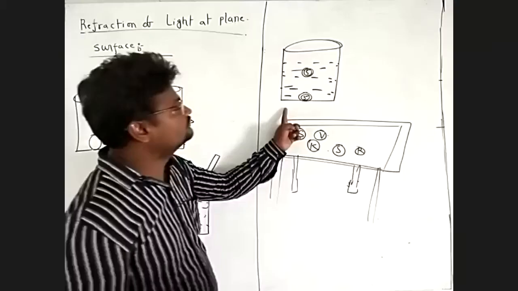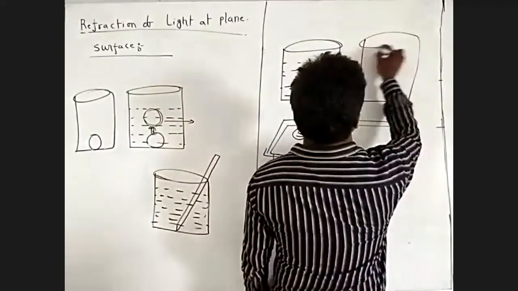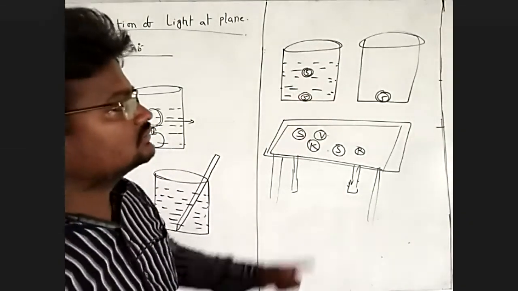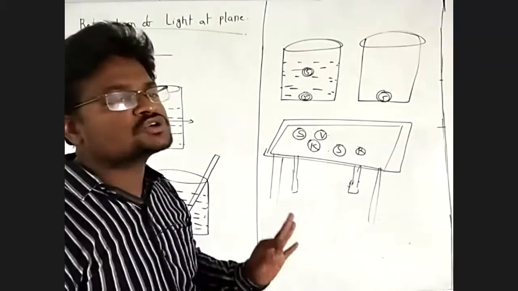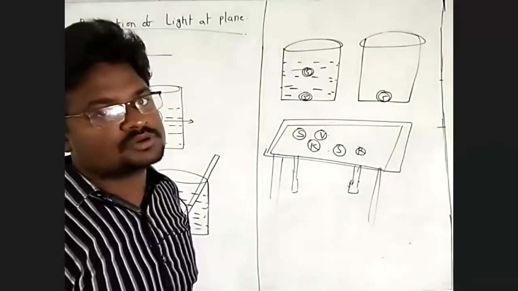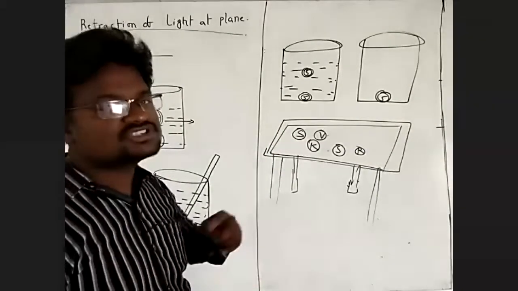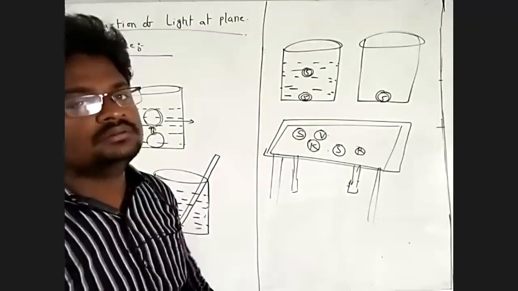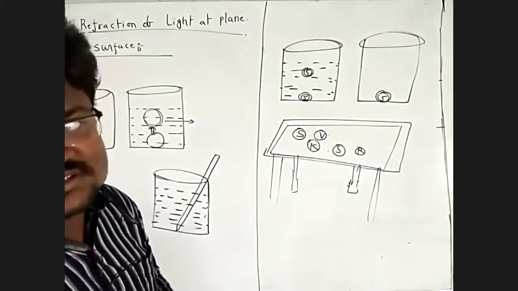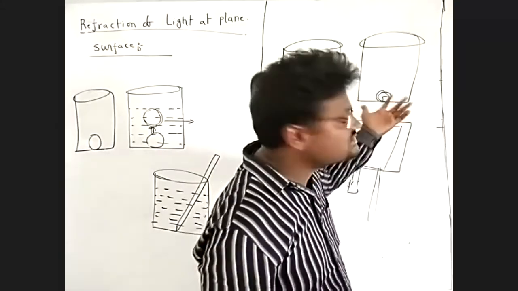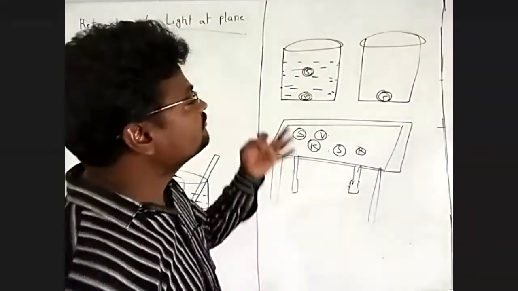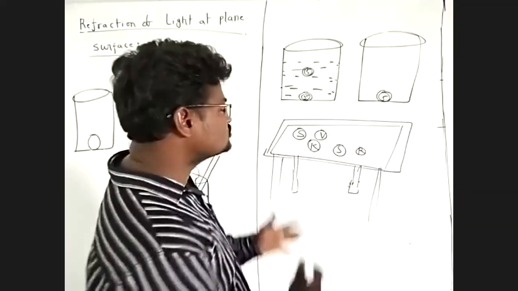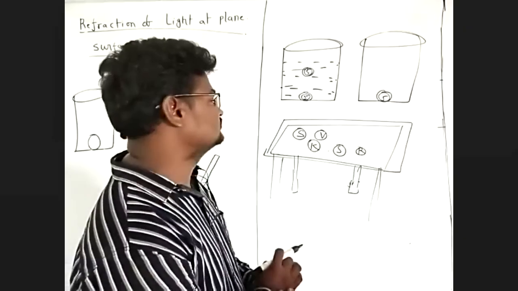At the same time, this is a vessel. This is a 5 rupees coin kept on the bottom of the vessel. That vessel is without water, and we are seeing the coin at its actual, original size. Suppose, for example, this vessel is filled with water. The coin appears bigger than actual size. So what is the reason?